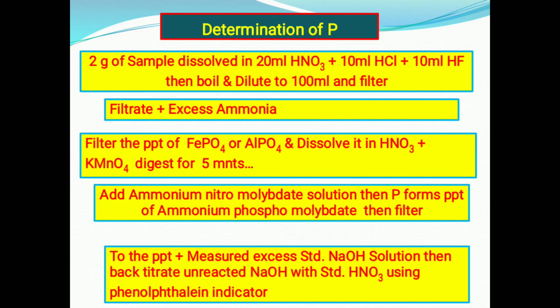You need to convert the phosphorus into phosphate ion. After that, add the reagent ammonium nitromolybdate so that ammonium phosphomolybdate precipitate is formed. To the ammonium phosphomolybdate precipitate, add excess NaOH solution, then back titrate the unreacted NaOH with standard HNO3. Calculate the percentage of phosphorus which is present in blast furnace slag.